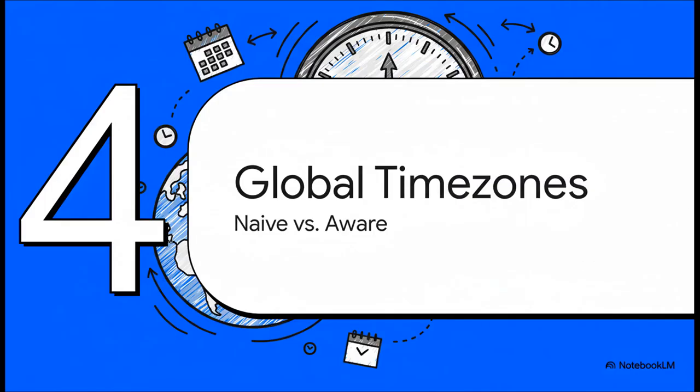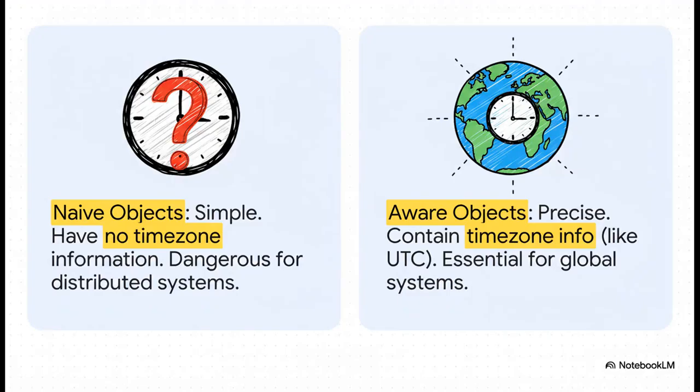All right, deep breath. We're heading into the big one, the topic that causes more bugs than probably anything else we've talked about, time zones. Seriously, if your app is going to be used by anyone outside your own city, getting this right is non-negotiable. In Python, you have two kinds of datetime objects. First, there are naive objects, and naive is the perfect word. They know the date and time, but they are blissfully unaware of what time zone they're in. That's fine for a quick script on your laptop, but it's super dangerous for a real system.